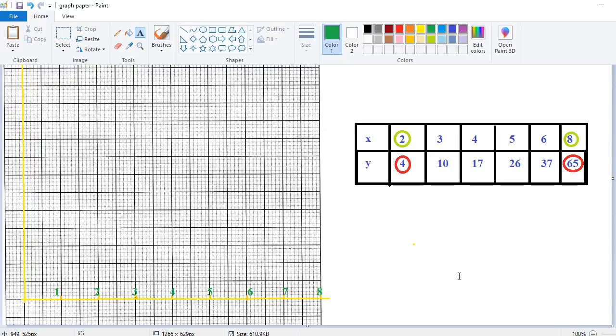Now looking at my y-axis, I have to go all the way from 4 to 65. We're going to have to set up a whole different scale for that. Now if I decided to let each one represent each centimeter, meaning each block, remember I told you that these are your centimeter blocks here. So this is a centimeter square here.